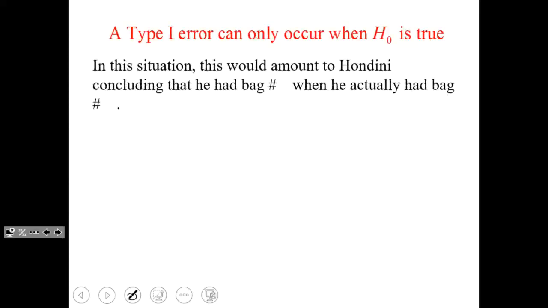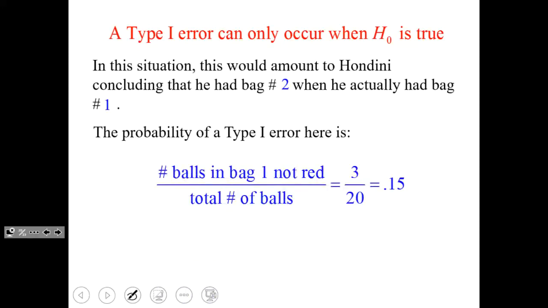So let's see, a type 1, remember, a type 1 error can only occur if the null is actually true. And in this situation, that would mean Houdini concluded he had bag 2 when he actually had bag 1. It's the only way he can actually make a type 1 error. The probability of a type 1 error here, what's the number of balls in bag 1 that are not red divided by the number of balls that are in the bag. So this is a chance he'd say he has bag 2. He'd have to pull a not red ball out of bag 1. There's 3 of those out of 20, or 0.15.